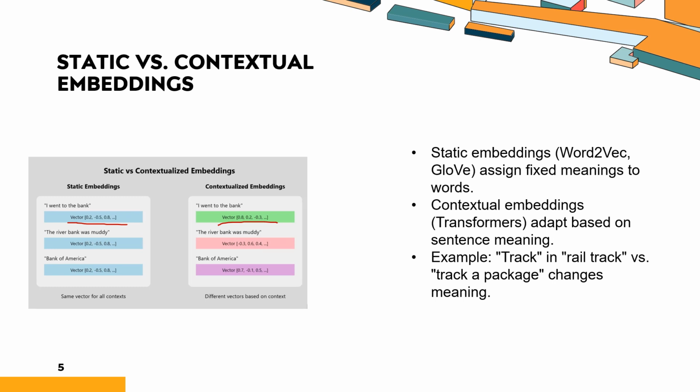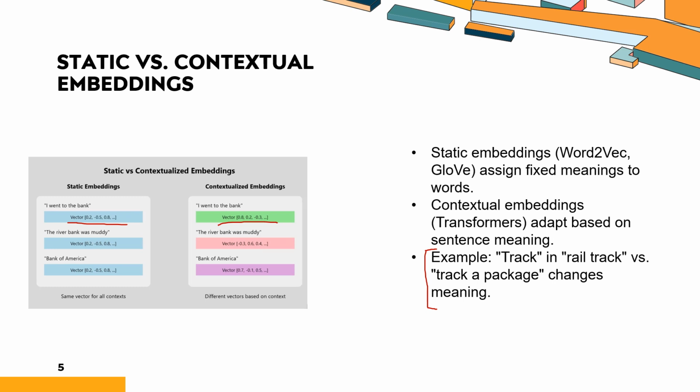This is why transformers are so powerful. Unlike older models, they can adjust word meanings dynamically based on context. But there's a problem. Words don't always mean the same thing in different sentences. Take the word track, right? We're going to go based on this example. In the sentence, the train runs on the track, it means a railway path. But in can you track my order, it means to follow or locate something.